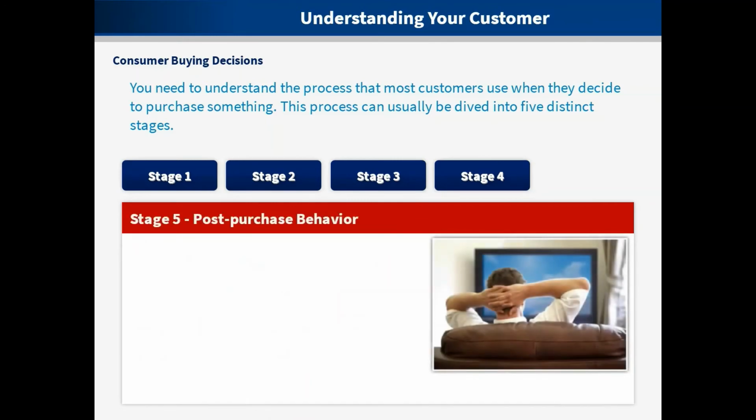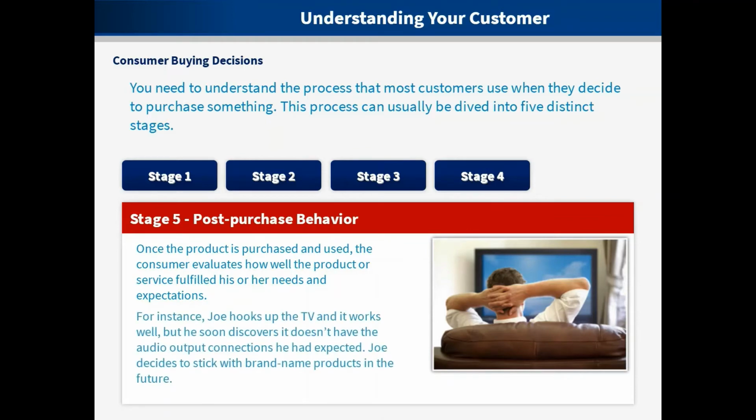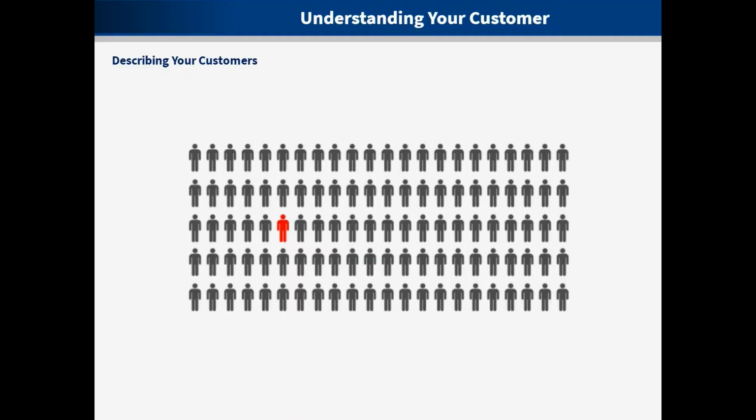The final stage is the post-purchase behavior, in which the consumer evaluates how well the product or service fulfilled his or her needs and expectations. For instance, Joe hooks up the TV and it works well, but he soon discovers it doesn't have the audio output connections he had expected. Joe decides to stick with brand name products in the future. The more information you have about customers, the easier it is to target your marketing efforts.